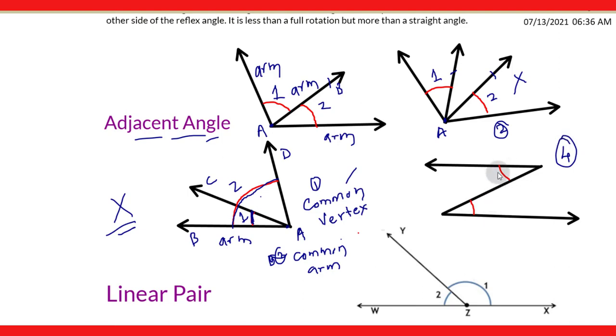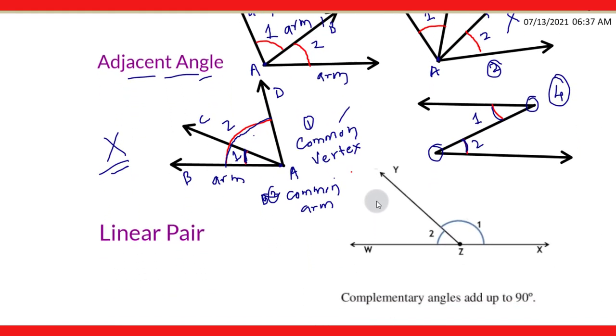In this fourth situation, this is angle 1 and let this be angle 2. Correct? It has this common arm, but the vertex of angle 2 is this and the vertex of angle 1 is this. So the vertices are not common, and therefore we cannot say that angle 1 and angle 2 are adjacent angles. These are not adjacent angles because the vertices are not common. Both are not sharing the common vertex. So this is very important to understand.